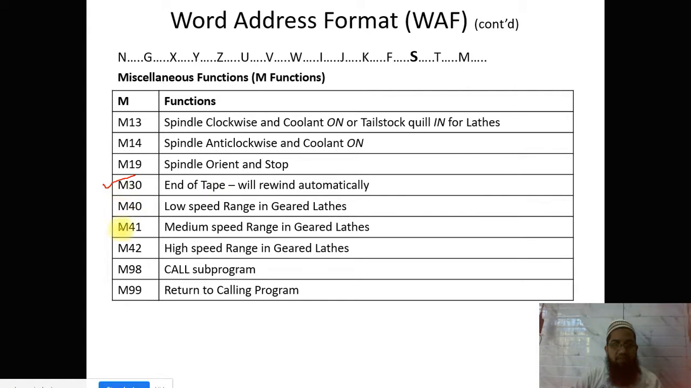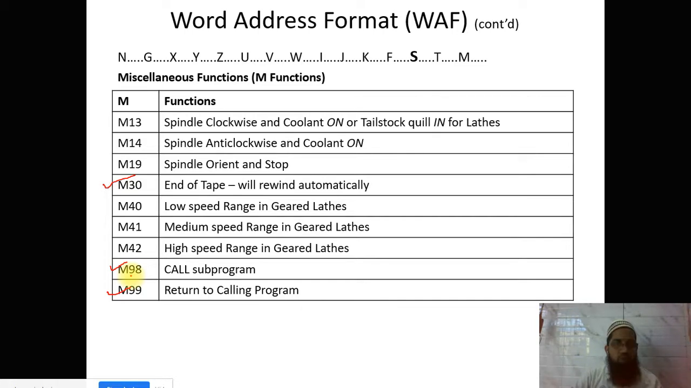Okay, and after that a few codes like M98 and M99 we use when we are using a subprogram. That time we are calling, in the case of a turning program, not milling. In turning, we always call the program again and again. For the subprogram we use M98, and for the return to the calling program we use M99. So this is also very important. You have to remember these codes also.